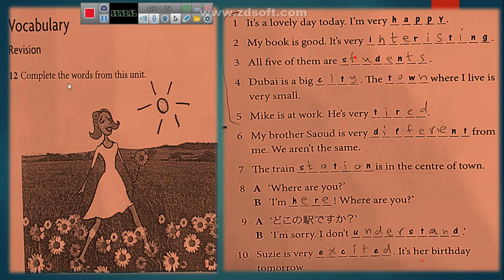Vocabulary revision. Complete the words from this unit. We will make a revision here. It's a lovely day today. I'm very happy. My book is good. It's very interesting. All five of them are students. Dubai is a big city. The town where I live is very small. Mike is at work. He's very tired. My brother Saud is very different from me. We aren't the same. The train station is in the center of town.